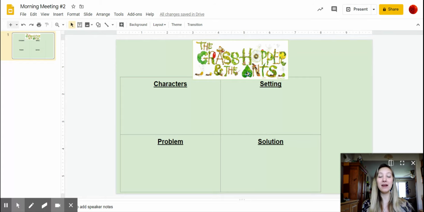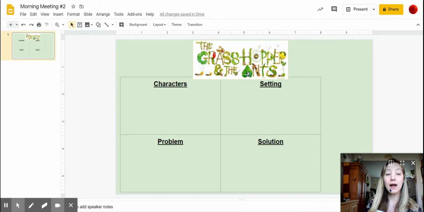Today, for the morning meeting, I'm going to be reading a short story called The Grasshopper and the Ants. This story is based out of the book called Aesop's Fables, and Aesop's Fables are stories about animals. They are all written within the same book, and they have a moral or a lesson in them.